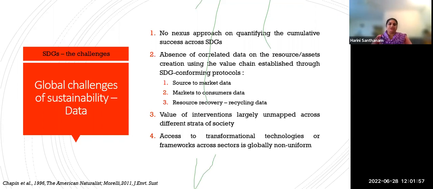So when we have a discussion on this, we find that there is no nexus approach on quantifying cumulative success across SDGs. This no nexus approach is very much evident in many of the developing and underdeveloped countries, whereas in the better developed or highly developed countries, quantifying this cumulative success is done in a better way, which means that data is systematically collected for every SDG. The performance of the different sectors, the government sector, the state government sector, central government, and the local bodies, are very systematically collected. But the correlation of these data with the resource-based estimation and the asset-based estimation is a very important aspect that is not carried forward in many of the countries globally. So we have to have what is known as assets creation.